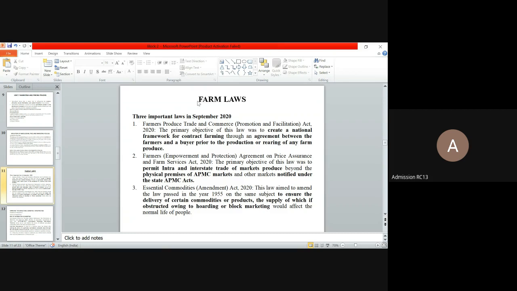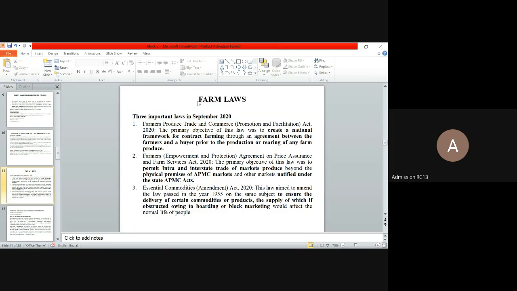The empowerment and protection agreement was related to permitting intra and interstate trade of market produce beyond the physical premises. Now it is only limited to APMC, as I've already told, in agribusiness marketing policies. Beyond APMC markets, you could have taken the products. Intra or interstate trade would have been permitted, notified under particular state APMC acts. This was one of the policies proposed.